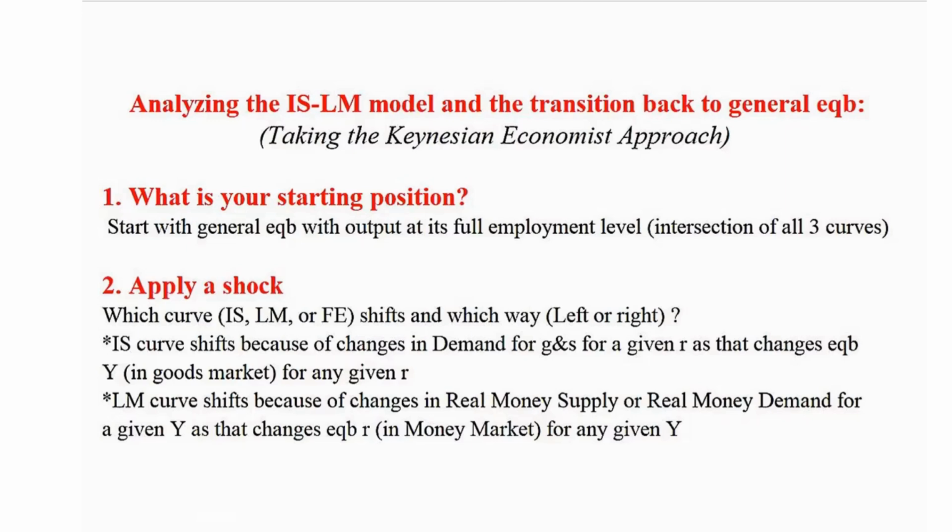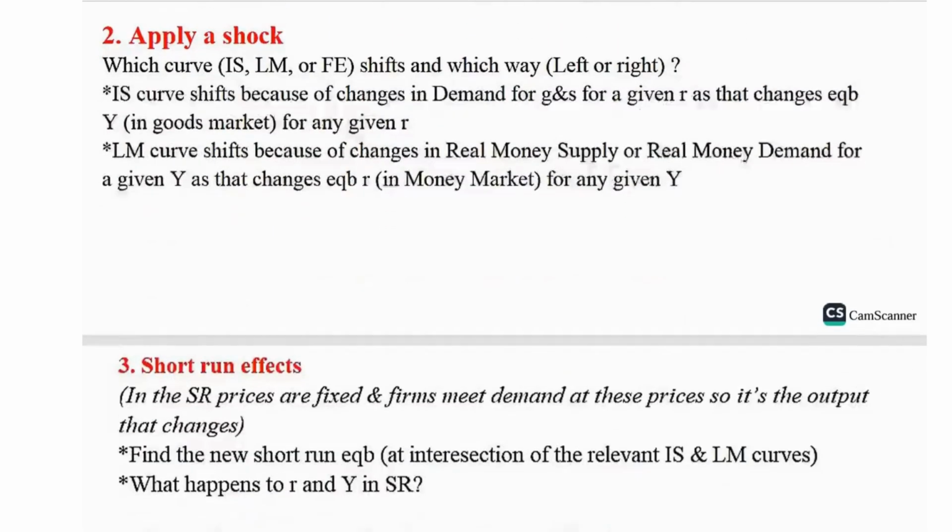Now, something to keep in mind is the IS curve will shift whenever there's a change in demand for goods and services for a given R, as that changes the equilibrium Y in the goods market for any given R. The LM curve shifts because of changes in real money supply or real money demand for a given Y, as that changes equilibrium R for any given Y.